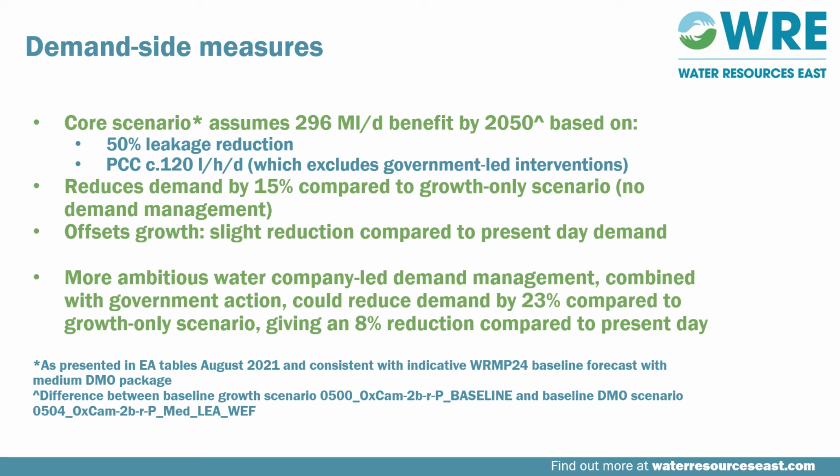Our core demand scenario assumes nearly 300 million litres a day of savings by 2050 due to a 50% reduction in public water supply leakage and achievement of a 120 litres per head per day per capita consumption level. These savings would offset anticipated growth. Overall, a range of more than 500 million litres a day of savings is included in the search scenarios, recognising the potential for higher growth, but also greater levels of savings.